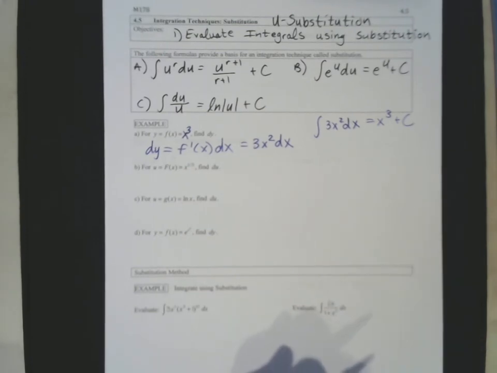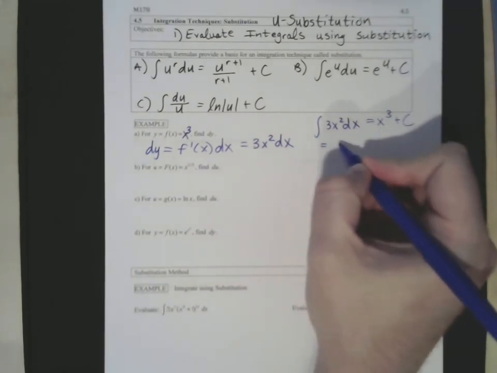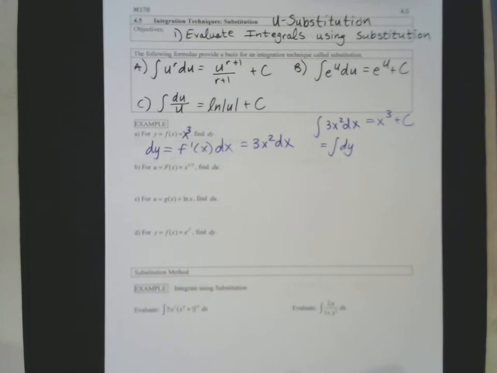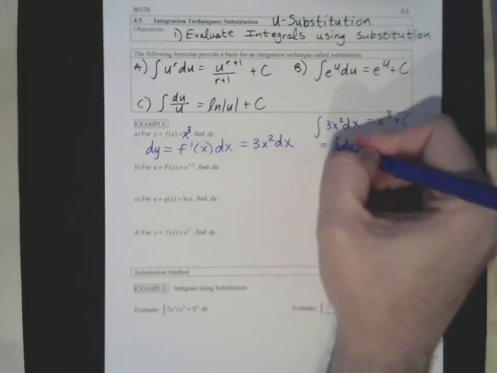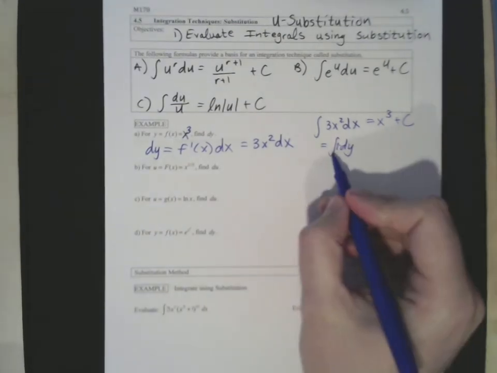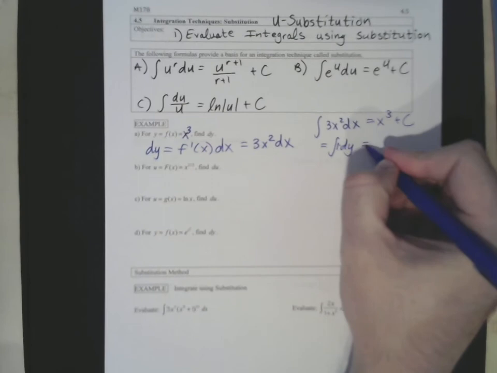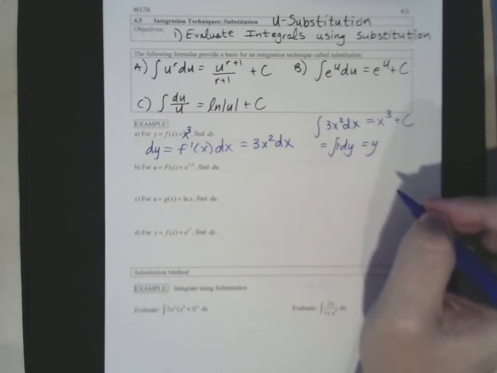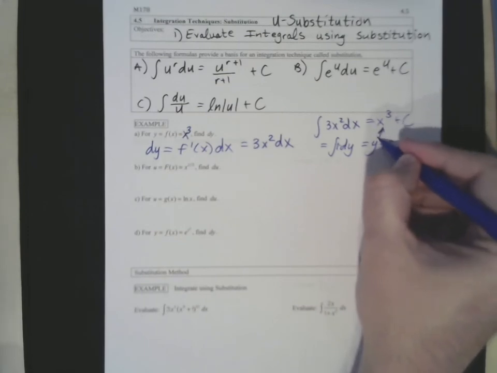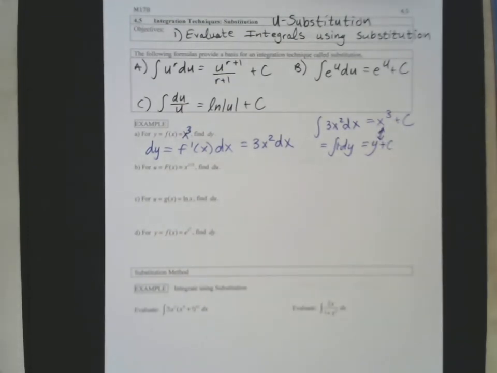Here's the interesting part, and what the whole point of u substitution relies on, is this is equivalent to integrating dy. Because this is really a 1 dy, it's never just dy on its own. The antiderivative of 1 is the variable that you're integrating with respect to. This is y plus c. Well, y is x cubed. So that's why we call this substitution.